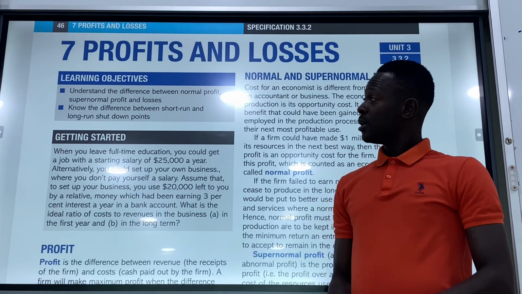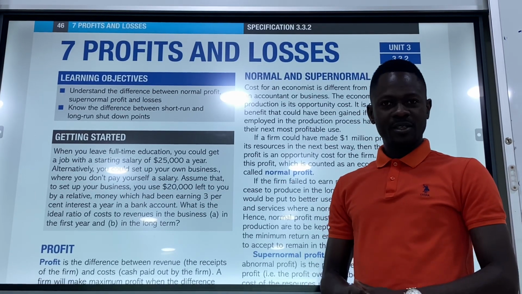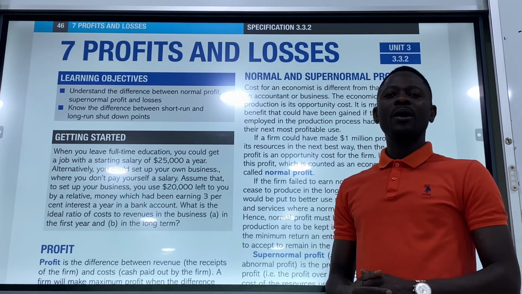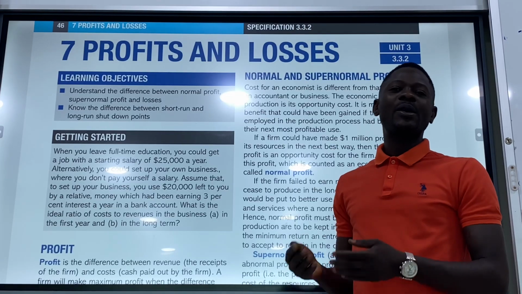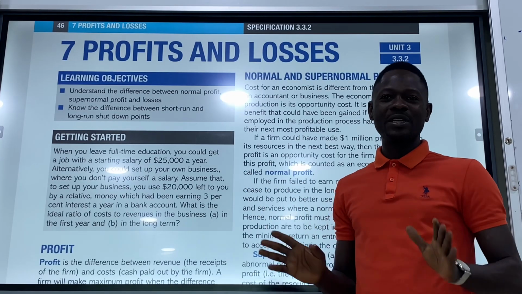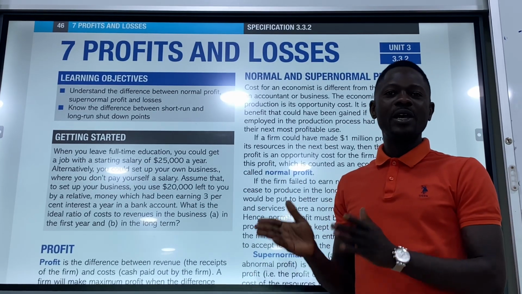Economics A level. Today's topic is profits and loss. So when we talk about profit, basically we're talking about total revenue exceeding our total cost. That is a simple definition for profit. It means your total revenue exceeds your total cost.